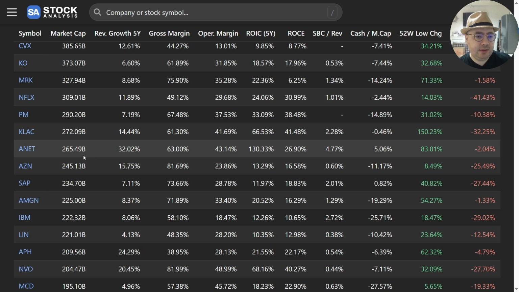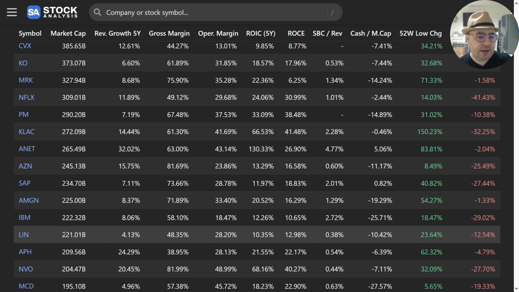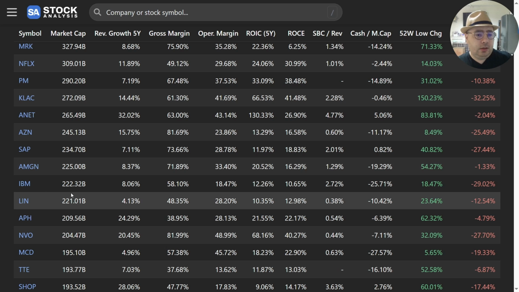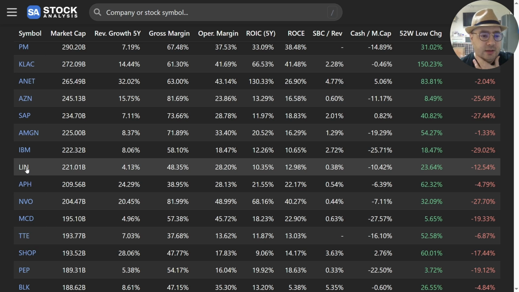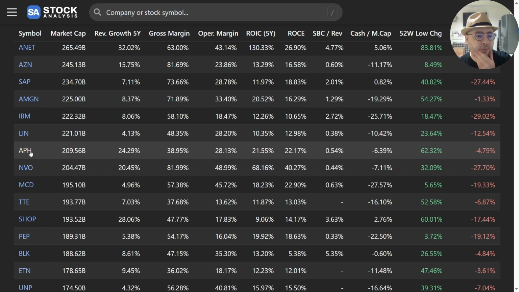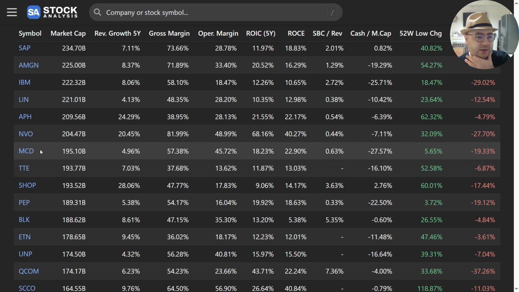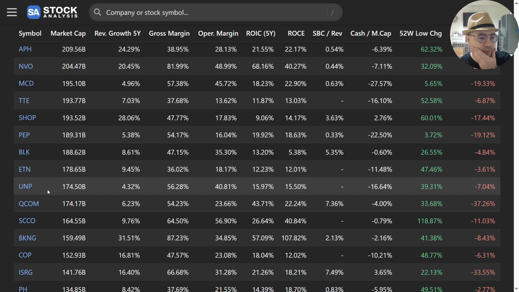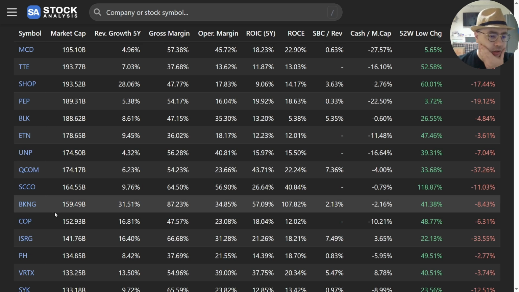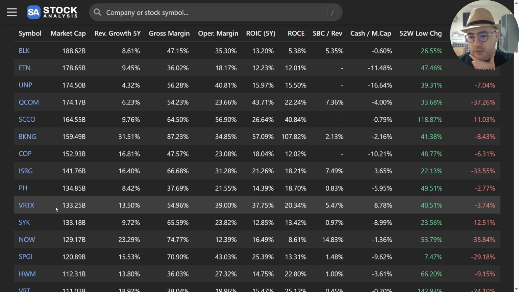Maybe we find something. So most of these companies I already have in my investable universe, except Amgen, IBM, Linde. This is a German company, I think. This is Linde, some materials company, Amphenol, Novo Nordisk, McDonald's, let's see, PepsiCo, Blackstone, Eaton Corporation, Railroad, Qualcomm, Booking. Let's see here, minus 30, minus 33%.